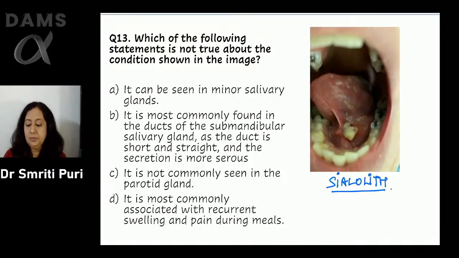It is most commonly found in the ducts of the submandibular salivary gland as the duct is short and straight and the secretion is more serous. It is most commonly found in ducts of submandibular salivary gland; this part of the statement is correct. But the duct of submandibular gland is long and tortuous. It is not short and straight. Also, the secretion of the submandibular salivary gland is more mucous. It is not more serous. It is more mucous. Fine. So, option B is not true.